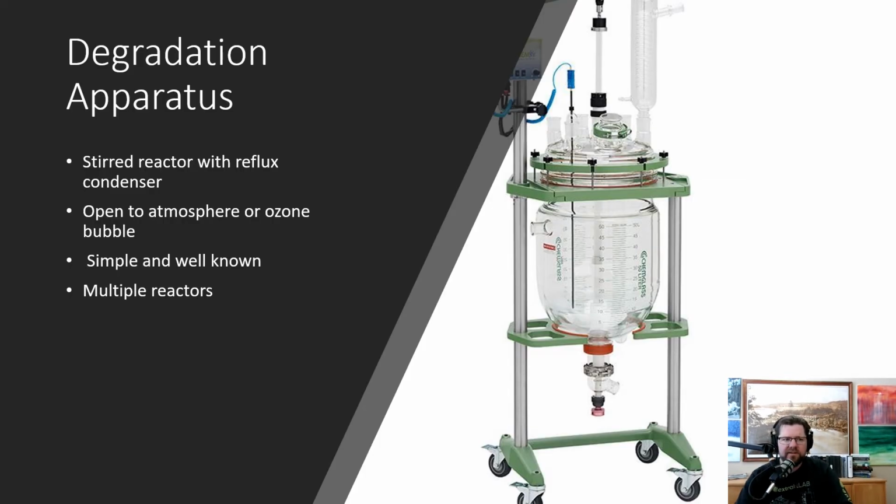So one of the benefits to the degradation pathway for remediation of THC from CBD solutions is the simplicity of the apparatus. So you just need a stirred reactor of some kind with a temperature controller. If you're going to add solvent in, you need some sort of reflux so that you're not losing all your solvent. So that's a stirred reactor with reflux condenser. Open to the atmosphere or ozone bubble. Sometimes you can use one of these holes here with a stopper and a hose going down here so you can bubble it up through to create basically an ozone environment above it as it's being stirred.